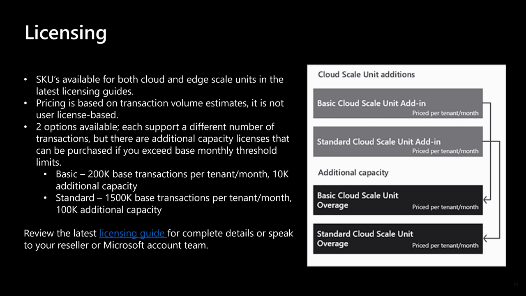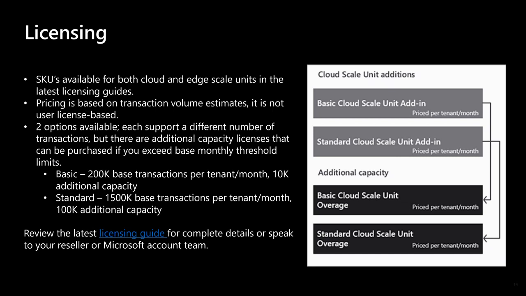So this is a per scale unit licensing model. The pricing is based on transaction volume estimates. It is not user license based like traditional supply chain management. And then there are two options available. Each supports a different number of transactions, but you can add additional capacity depending on your needs. So we have a basic cloud scale unit add-on, and then we have a standard cloud scale unit add-on.